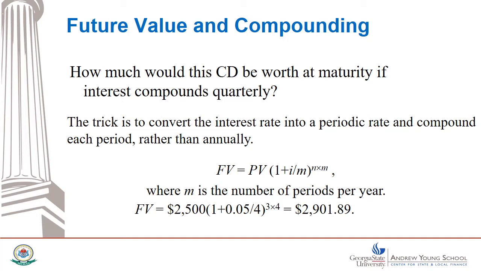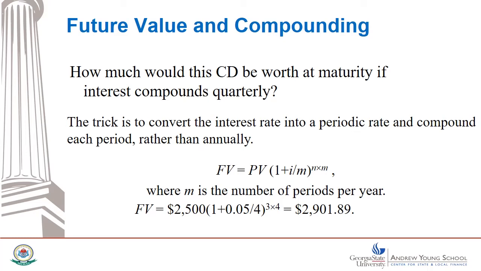The M could be hourly, daily, weekly, monthly, quarterly, or any other compounding periods per year. Here it is quarterly, or 4 compounding periods per year. Plugging our previous example into this formula, but with quarterly compounding, produces the following. The future value is equal to the present value of $2,500 times the product of 1 plus the result of the 5% annual rate divided by 4 quarters, raised to the power of 3 years, times 4 quarters per year. Doing this, we get $2,901.89.